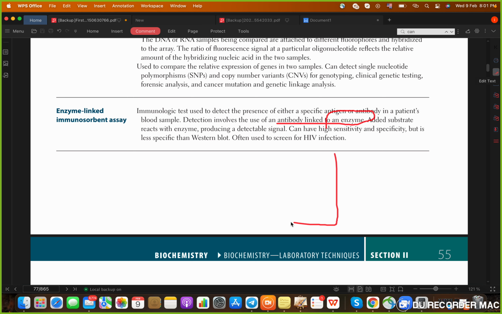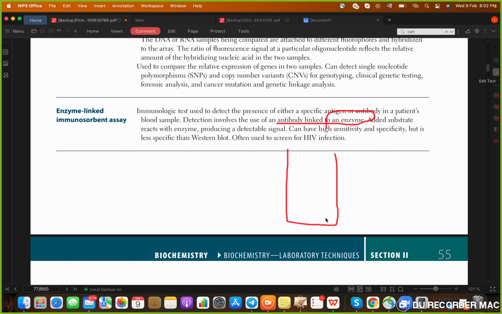So let's say that this is how we do the test. There are different methods, you don't have to know them. There is something called the sandwich method, the direct method, the indirect method. But basically, it's using the antibodies. And let's say you want to detect here, detection involves the use of an antibody linked to an enzyme. Let's say that you want to detect an antigen, okay?